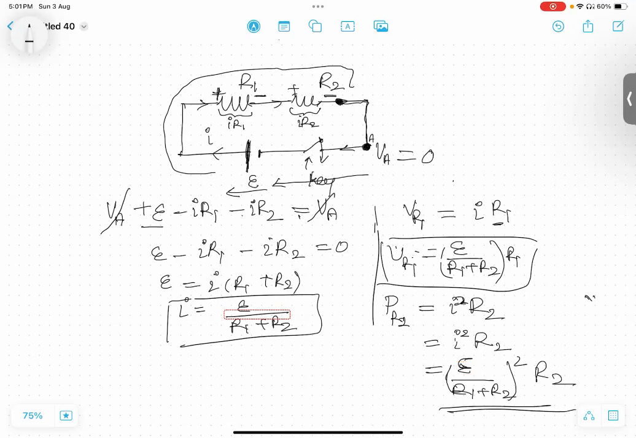That's all. That's how we are going to apply Kirchhoff's law in a circuit with a single loop. Let's take one more example.